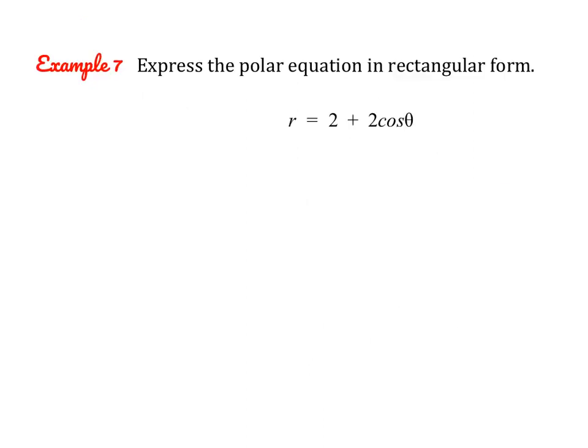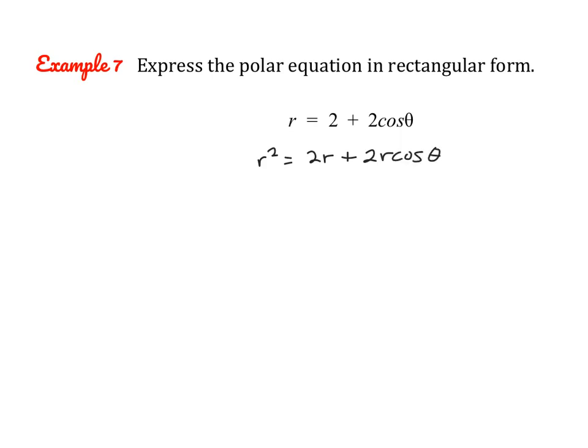Okay, so now let's try this last example together. So kind of same idea as last time. It would be nice if this were r squared. It'd be nice if this is r cosine of theta. So we can multiply everything by r. But notice when we do that, this does become 2r. So we will have to deal with that later on in the problem.